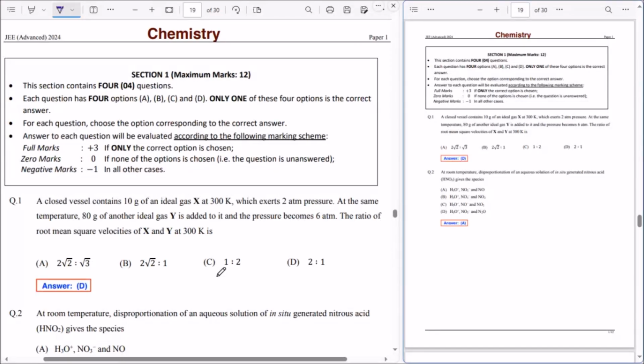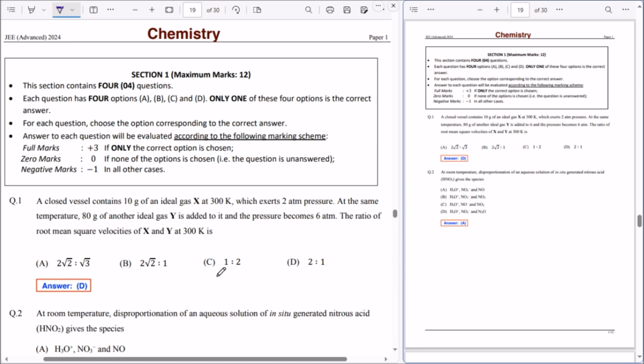Dear students, let us see chemistry. As I said, this chemistry paper is going to carry 60 marks, and this chemistry paper will have 4 sections. Section 1, you will get 12 marks. Section 2, 12 marks. Section 3, 24 marks. Section 4, you will get 12 marks.